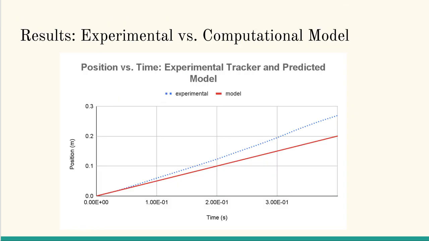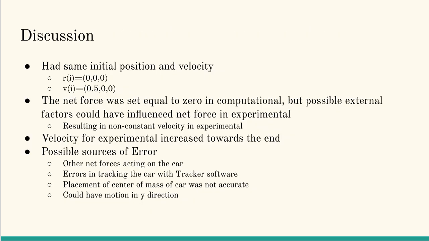The experimental versus computational model graph showed that the experimental increased at a faster rate towards the end, and you will see that they had the same initial position and velocity, and the net force was set equal to 0 in the computational, but possible external factors could have influenced the net force in the experimental, which resulted in that increase in velocity towards the end. Possible sources of error included other net forces acting on the car, errors in tracking the car with the tracker software, and errors in placement of the center of the mass of the car, and it could have had motion in other directions.